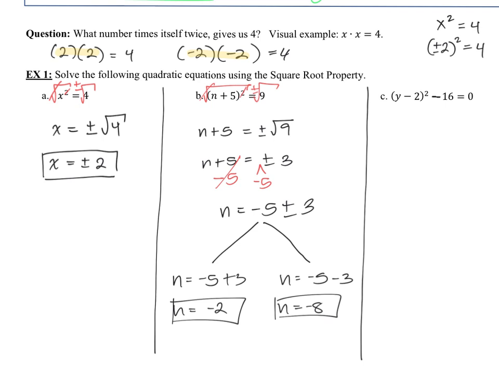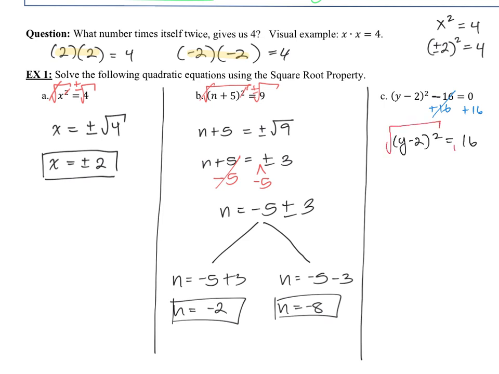All right, once again, we're trying to make sure this is in the right form for using the square root property. So to do that, we're going to go ahead and add the 16 to both sides. Then we get y minus 2 squared equals 16. So now it's in that perfect form. We have our variable squared equal to a number. So now we can apply the square root property.